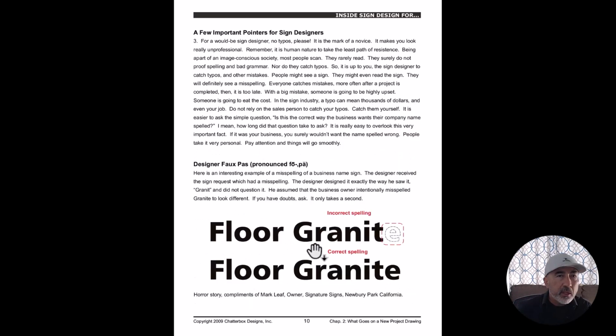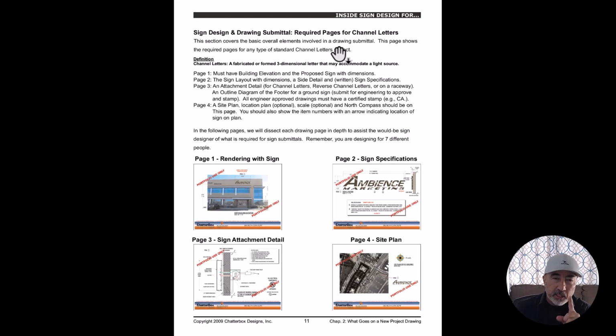Okay, so the reason why I covered typos, for a would-be sign designer, no typos please. I have found so many sign design drawings with typos, it's amazing. Now if they make a sign that's spelled incorrectly, it comes back to the sign designer. Be prepared. Make sure somebody is proofreading your drawing. Now for electrical sign design, what I've discovered is a 4-page paradigm. I cover that here.